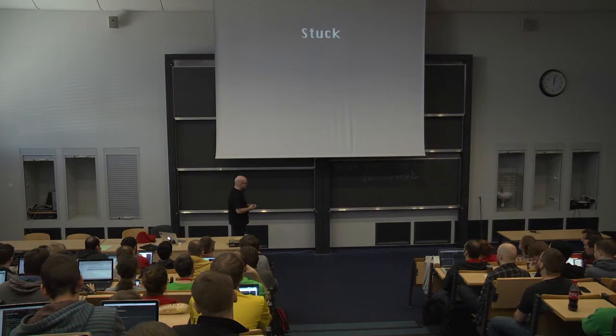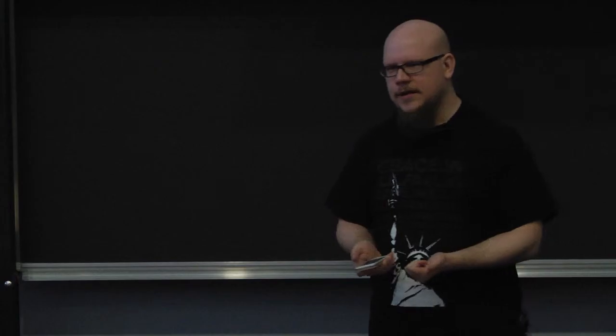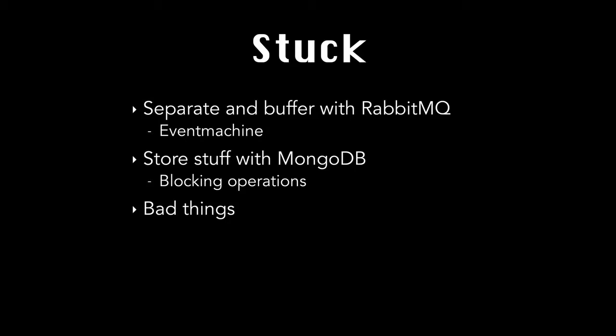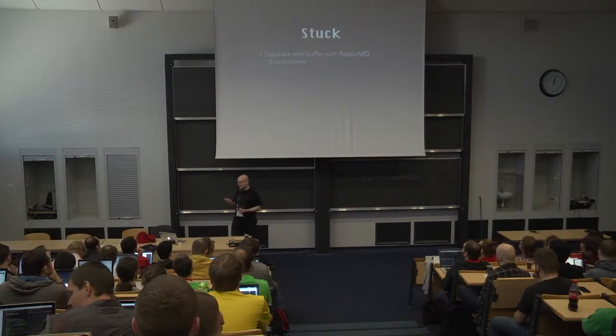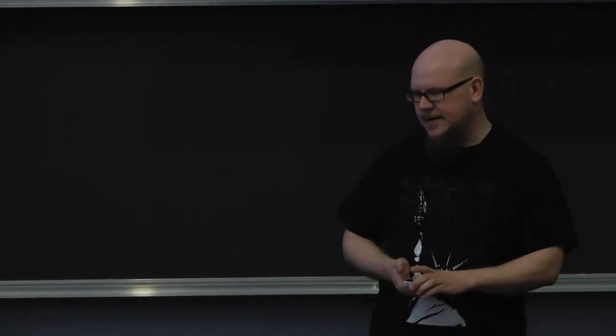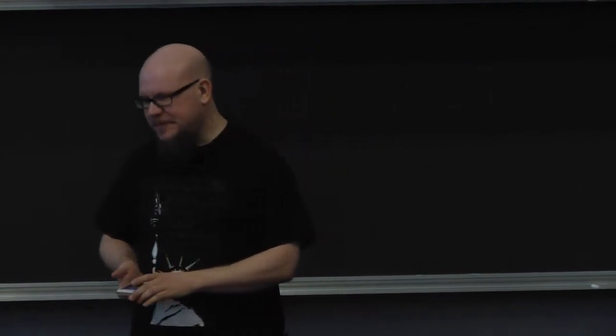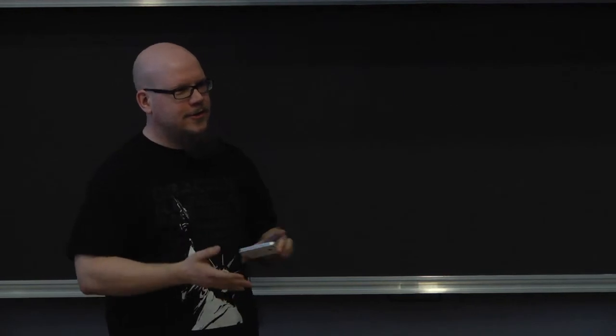But we started to implement something like this, and we got stuck, because we were still on MRI. We had this idea that we were going to separate and buffer things with RabbitMQ, which uses EventMachine. And we were going to store stuff with MongoDB. Operations to MongoDB are blocking operations. And if you've tried that together, bad things are going to happen. Because Ruby doesn't really have threading. You can't really do two things at once in MRI.